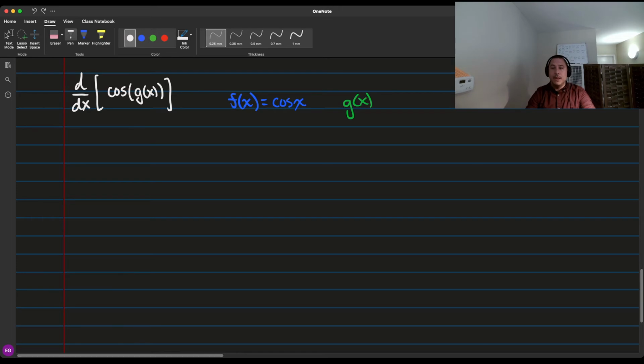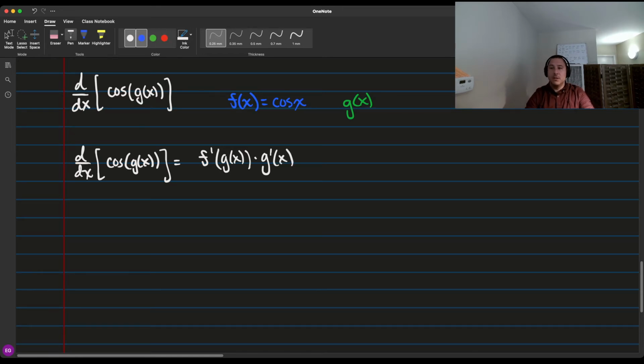Okay, now the chain rule tells us that we're going to have to do the derivative of the outside function of g of x times the derivative of the inside function. So I need to know, well, what's the derivative of my outside function? My f prime is minus sine. The derivative of my inside function is just g prime.